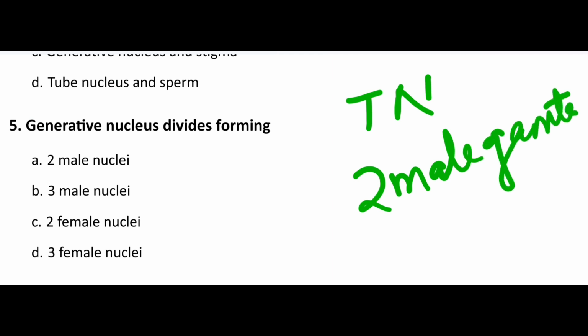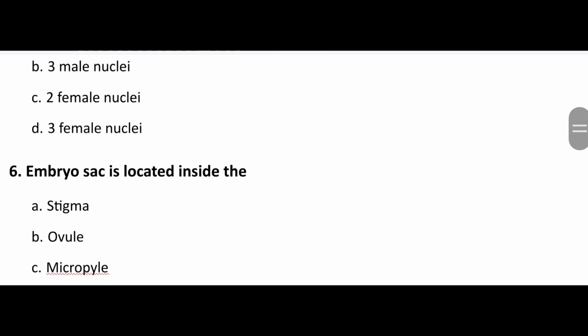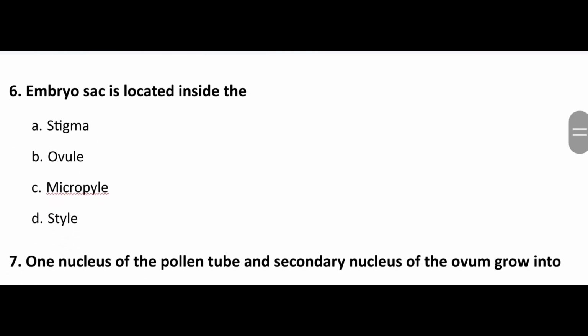But in some species of angiosperm, the pollen grains are shed at the 2 cell stage, and in those plants the pollen grain consists of a tube nucleus and a generative nucleus. Later on, the generative nucleus divides to form 2 male nuclei after reaching the female part of the flower.